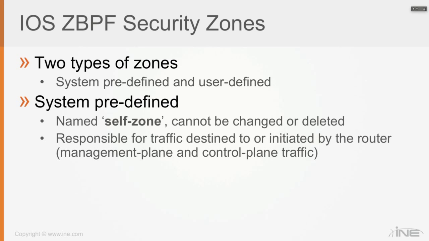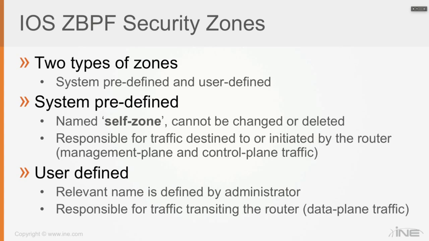The user-defined zones are named by yourself, as I did before, so a name like DMZ or outside or inside, or whatever you find relevant. The user-defined zones are going to control traffic transiting the router, which means data plane traffic.